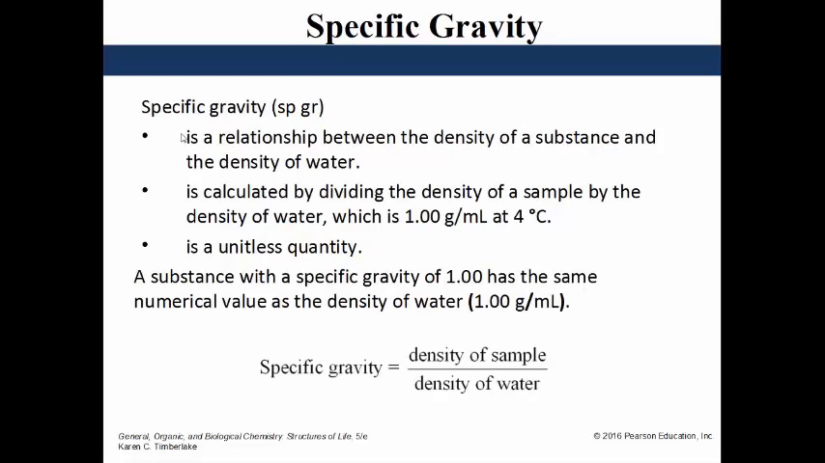The last topic of chapter number 2 is called specific gravity. Now specific gravity is a relationship between the density of a given substance compared to the density of water. And the way you calculate specific gravity is by dividing the density of the sample by the density of water, which is 1 gram per milliliter at a temperature of 4 degrees Celsius. Now this value for specific gravity does not have a unit that goes along with it. You just get a numerical answer, because the units used in these calculations will cancel each other out. The formula for specific gravity: the density of the sample divided by the density of water.